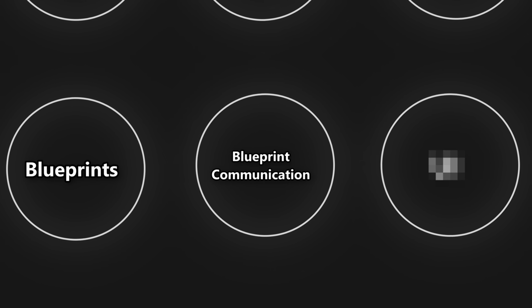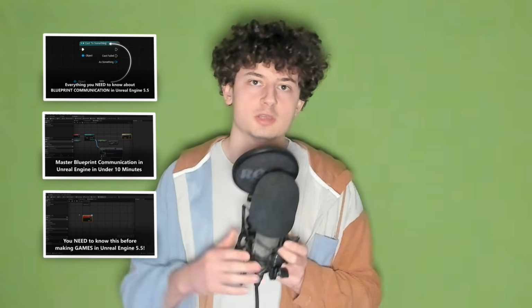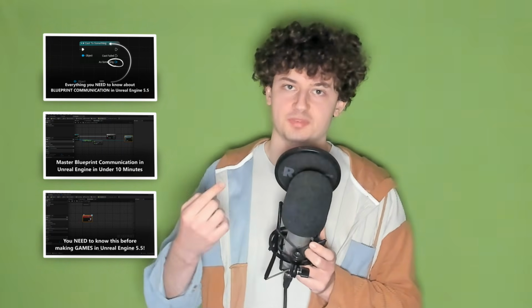As our game grows, these systems need a way to talk to each other, like the player, the obstacles, UI, and that's exactly where Blueprint communication comes in. I've made a couple of other videos about Blueprint communication, so if you want to learn more about it, just check out these videos. But in this video, I'll briefly go over casting and event dispatchers and how you can make different actors communicate with each other.